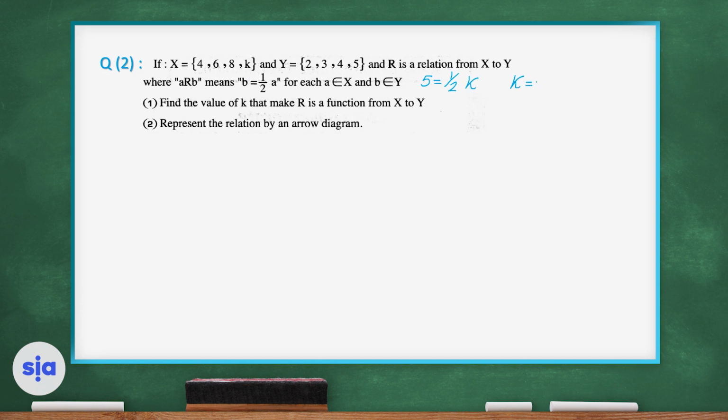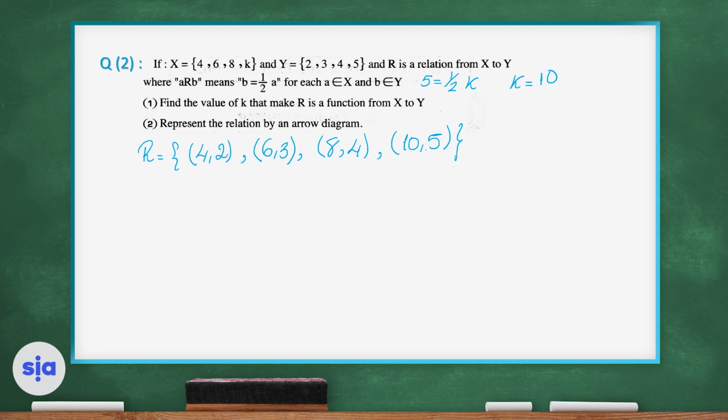Then K equals 10. To do the second part, to represent the relation by an arrow diagram, you first need to find the ordered pairs. So let's find the ordered pairs of R first. So the ordered pairs will be (4, 2), (6, 3), (8, 4), and (10, 5).